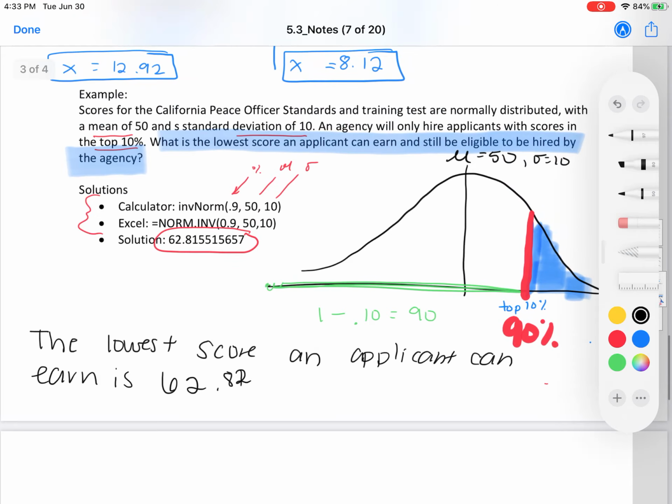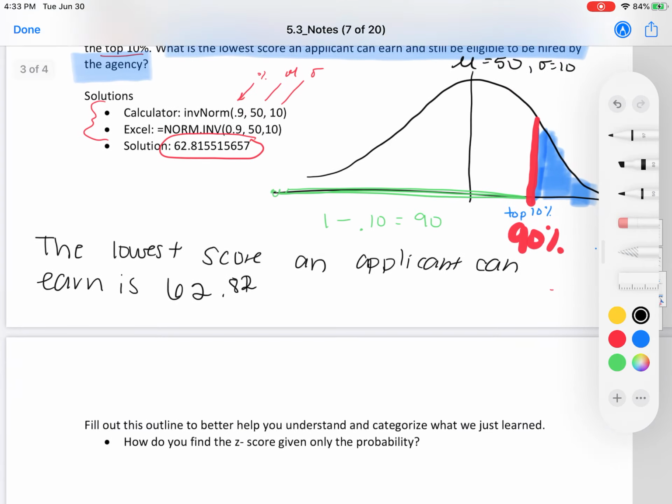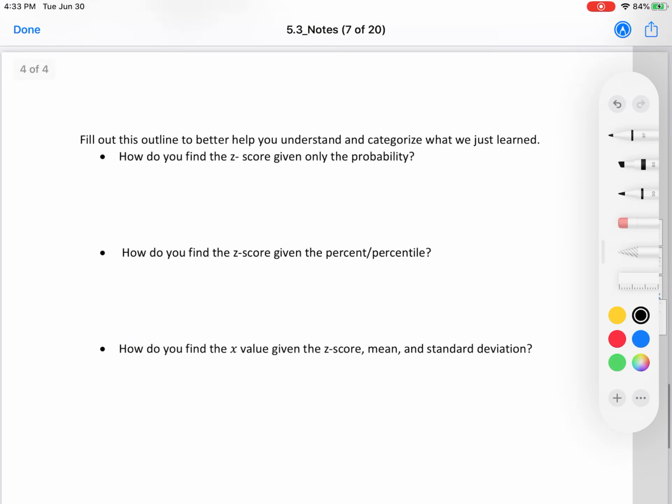All right, we learned two main things. In order to help you keep your ducks in a row, here's an outline I would like you to fill out on your own time, if you'd like, to help you keep track of your information.